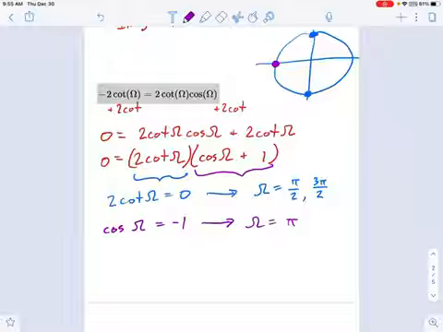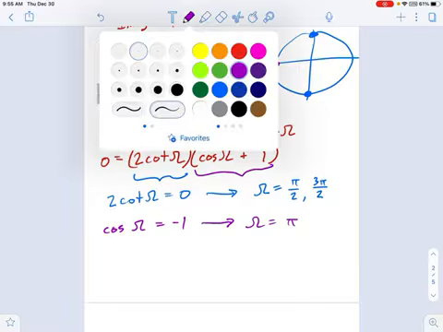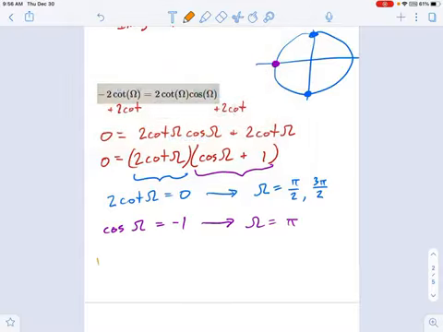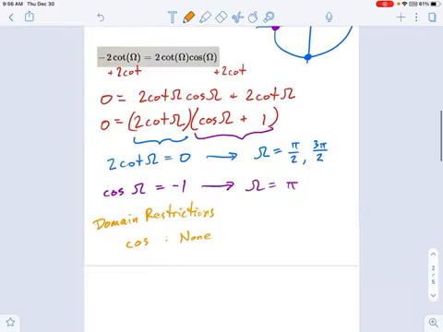But think about the domain restrictions here. When you have domain restrictions, you have to look at each trig function in turn. Now, does cosine have any domain restrictions? No. There are no domain restrictions. In other words, any angle that you plug into cosine is going to be just fine.